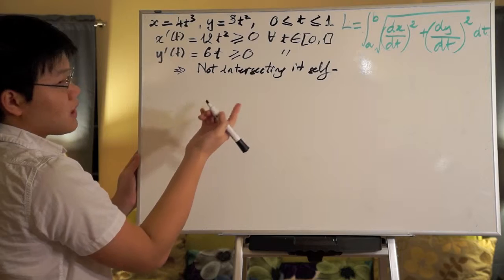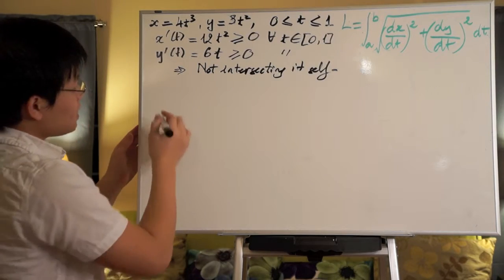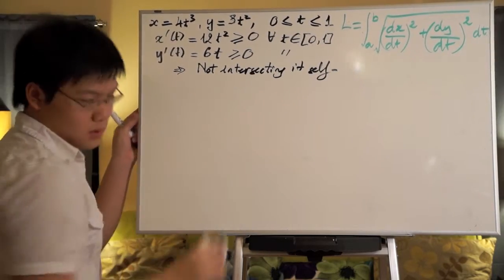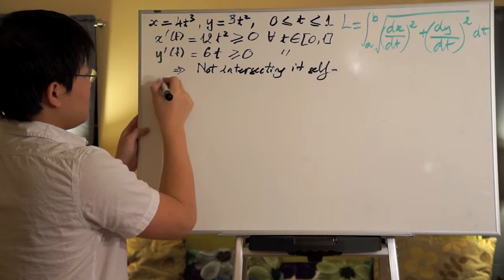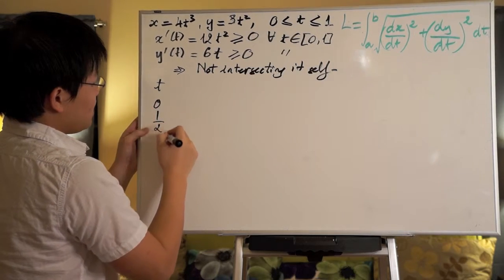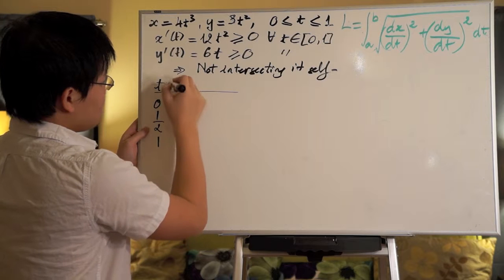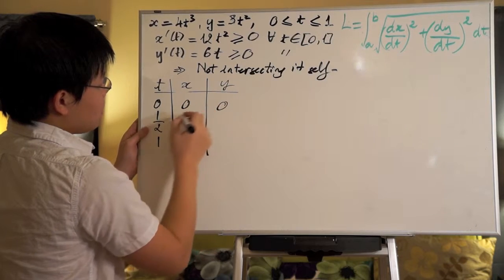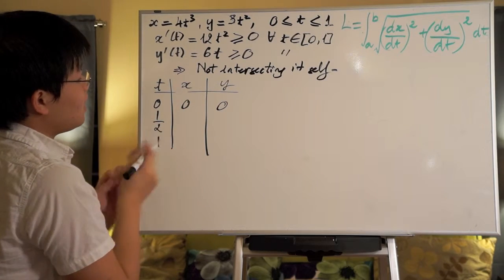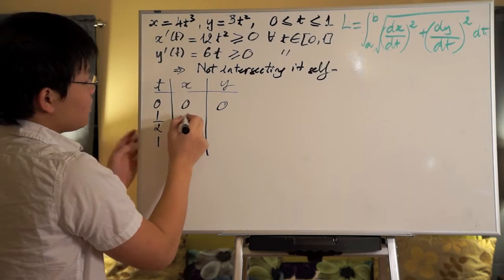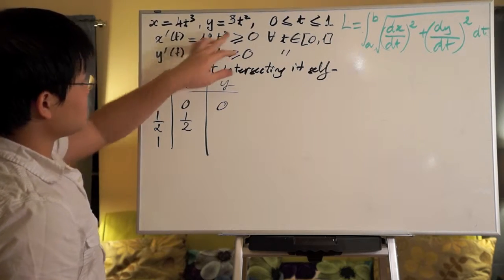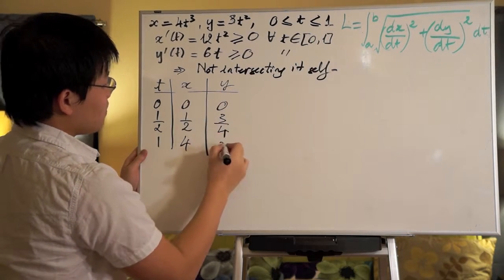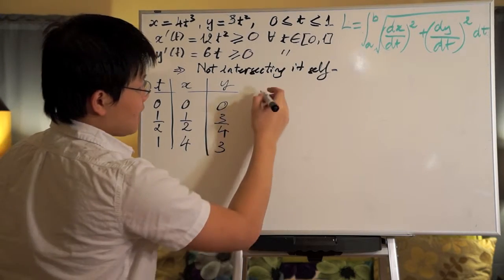Okay. So we have this. We may try to plug in some points. So let's try t equals 0, 1/2, and maybe 1. For t equals 0, everything is 0: x and y are 0. For 1/2, x is 1/2 and y is 3/4, and at 1, x is 4 and y is 3. All right. So we can go ahead and graph it.